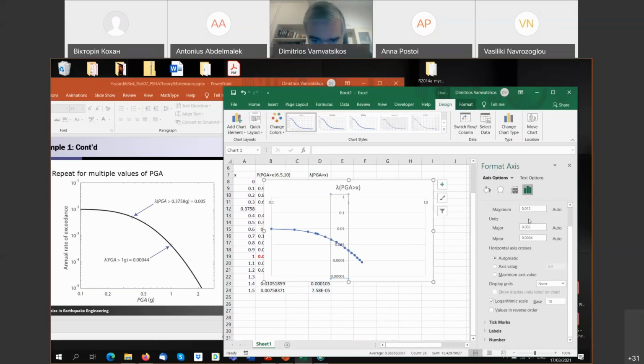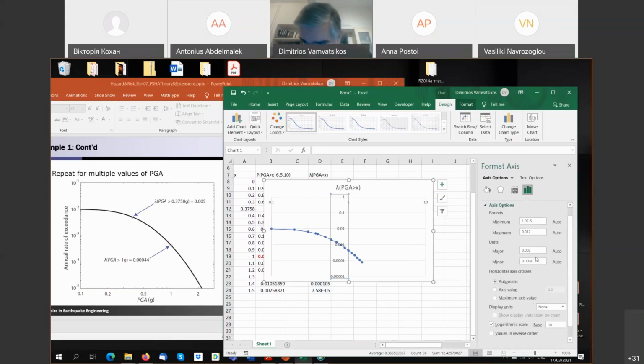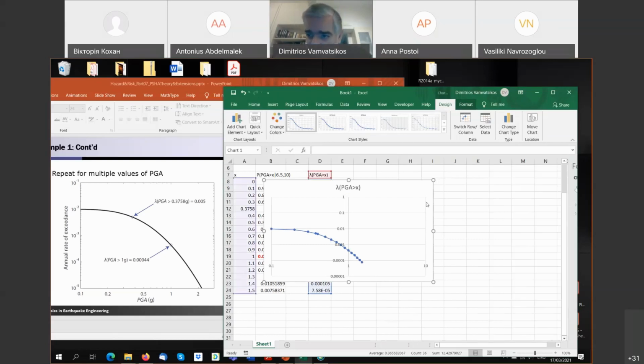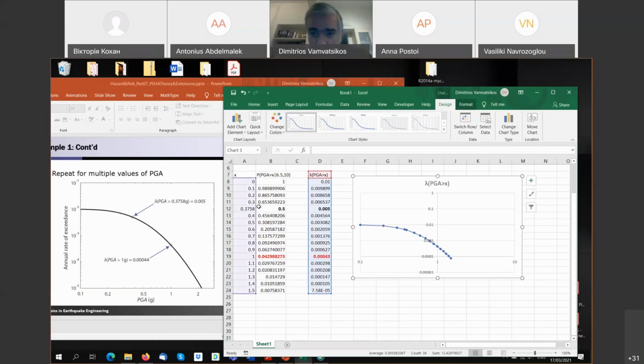And it should cross somewhere on the left. Where are you crossing? Axis value, I don't know, 0. That should work. Anyway, needs a bit of formatting. Who cares? This one is pretty much this one. That's your first hazard curve, gentlemen, and you did it all, not exactly by hand, but by Excel.